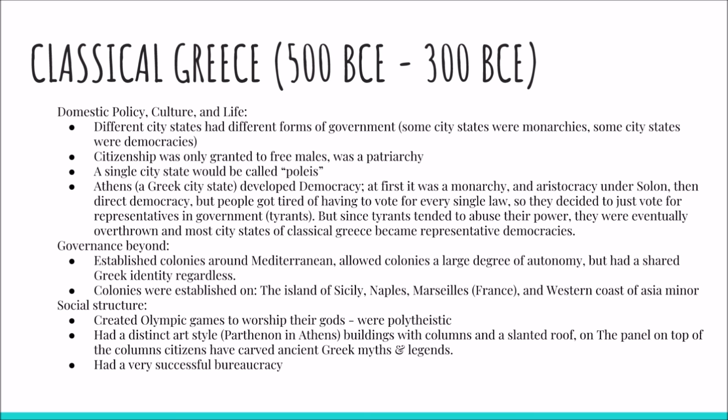The colonies were established on the island of Sicily, Naples, Marseille, France, and the western coast of Asia Minor. The Greeks were highly respectful of religions. Being polytheistic, they created Olympic games to worship their gods through strength and competition. They also had a distinct art style, as seen in the Parthenon in Athens. Buildings had columns and a slanted roof. On the panel on top, citizens would carve ancient Greek myths and legends.